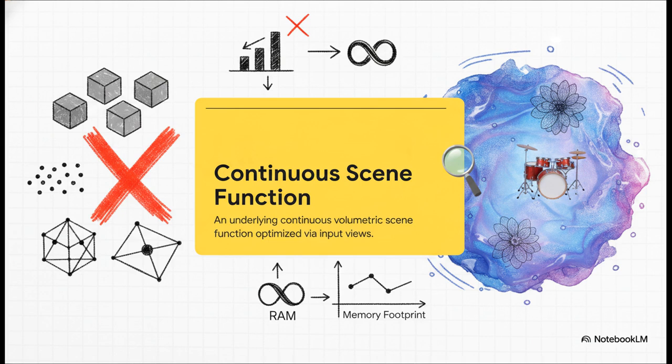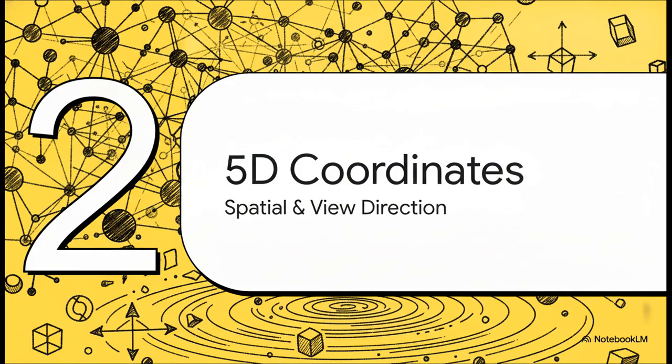This effectively decouples the visual complexity of the scene from the memory footprint required to store it. You aren't storing billions of tiny cubes, you're just storing the parameters of a function. This theoretical leap is exactly what allows NeRF to render incredibly complex topologies and stunning visual styles without instantly crashing modern hardware. It's brilliant.